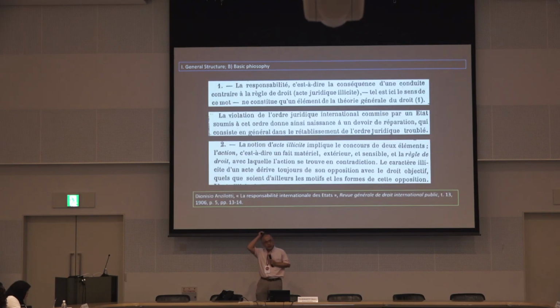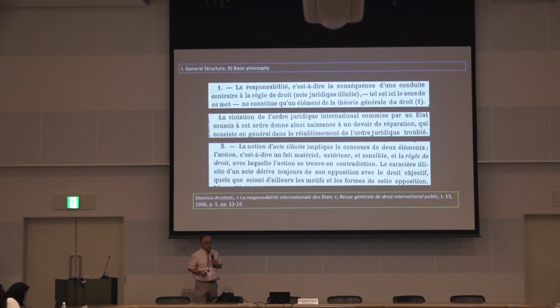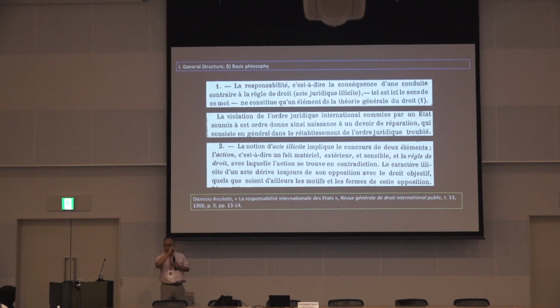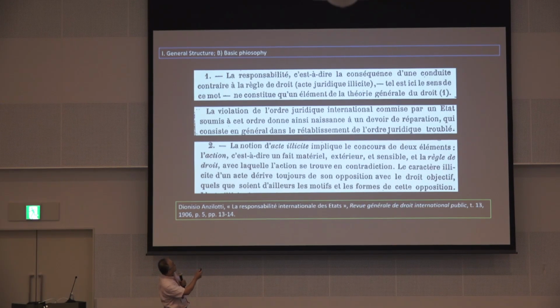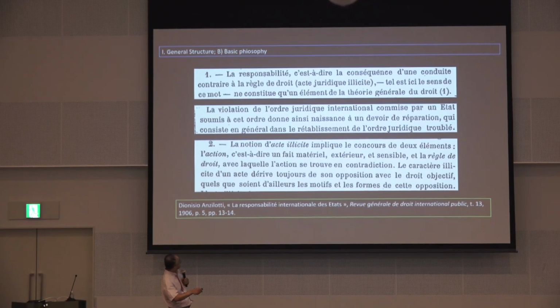And there's another quite important international lawyer of that time, more than 100 years ago, Anzilotti. If you read this paper, sorry, it's in French, it's almost identical to the ILC's Articles on State Responsibility. Can you see that? Responsibility is a consequence of conduct against the law, against international rules. So if you breach international rules, you're responsible for that. And an unlawful act constitutes two elements: the action must be your action, and it must be a breach.